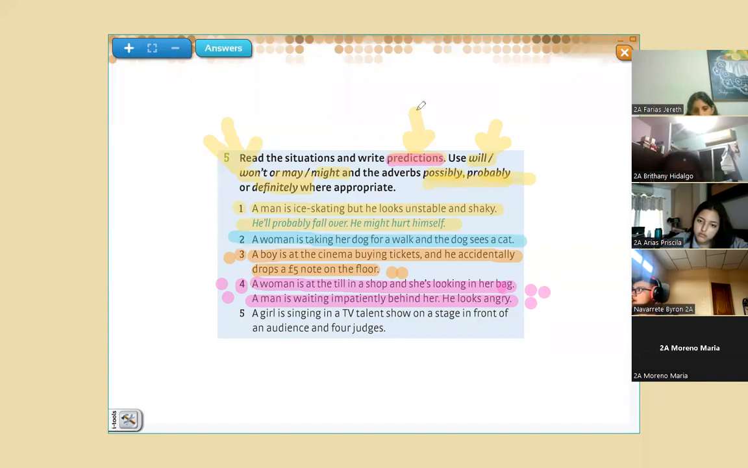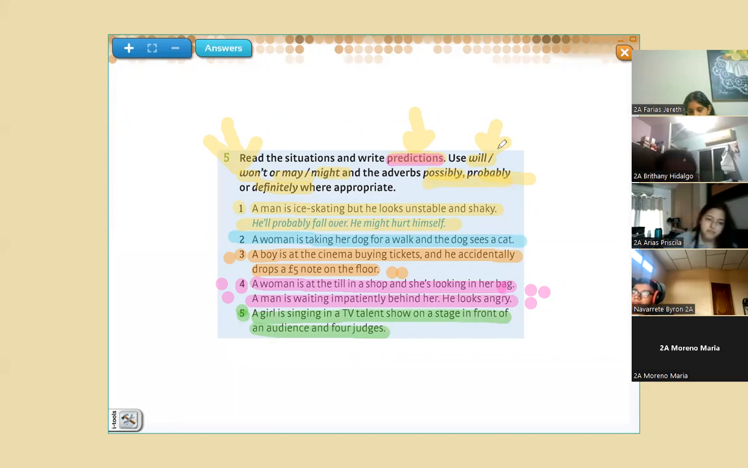So we continue with the next exercise. What about the number 5? Please, Priscilla Arias. What about the number 5? A girl is singing in a TV talent show on a stage in front of an audience and 4 judges. I put the girl will probably be nervous. She might sing badly. Very good, okay?